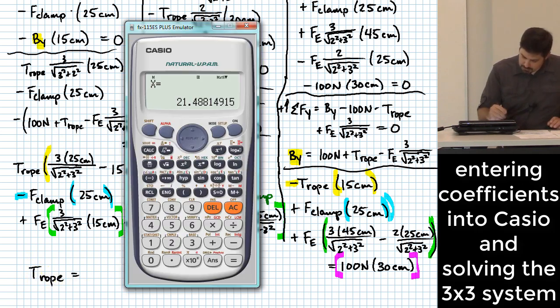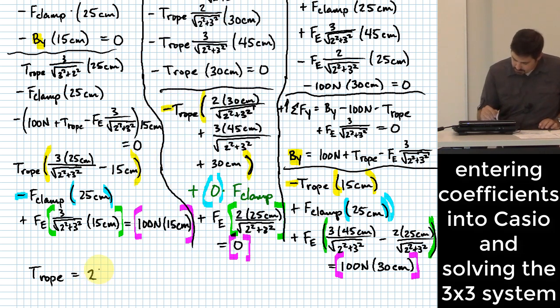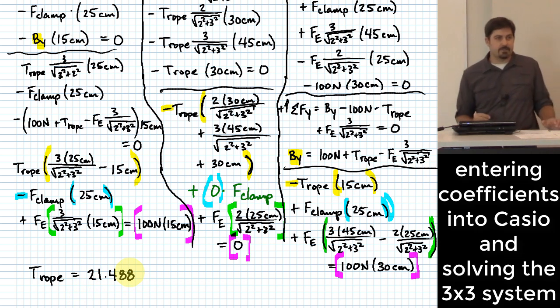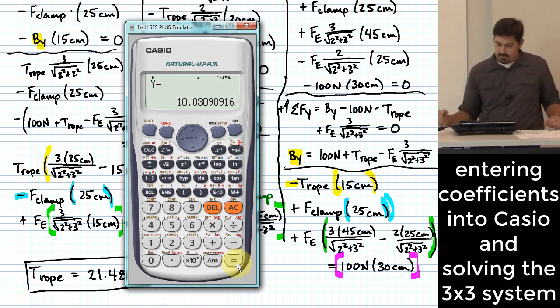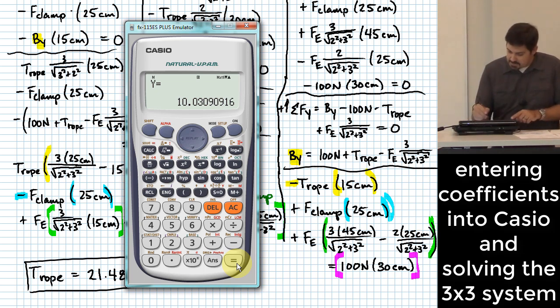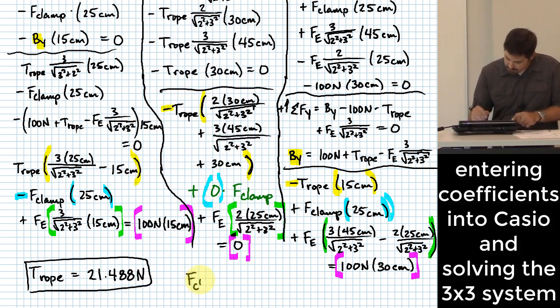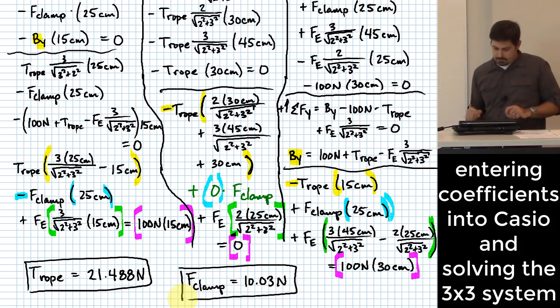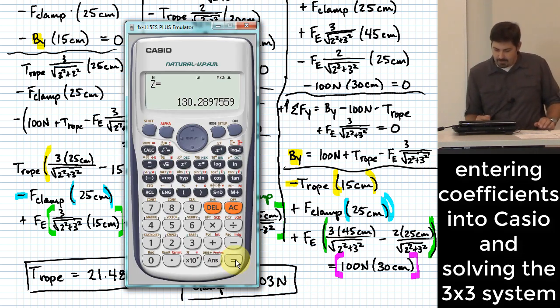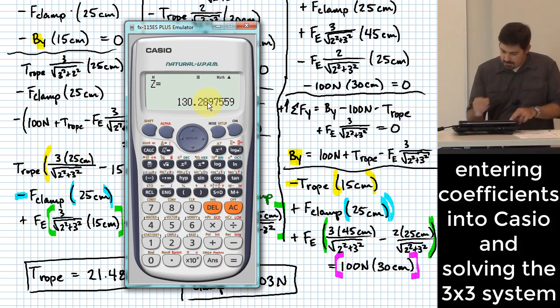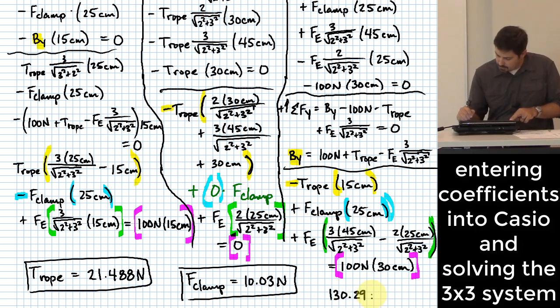So I'm going to write these down here. T rope is going to be equal to 21.488 newtons. Okay. When I hit equals again, what's that give me? F clamp. This is of a special interest to us, right? 10.03. Say F clamp, 10.03 newtons. Okay. And then what else? The last one here is FE, 130.29, we'll say, newtons. And that is FE.